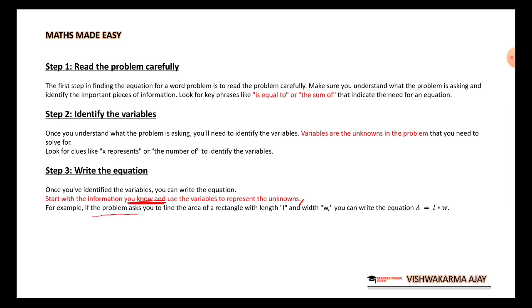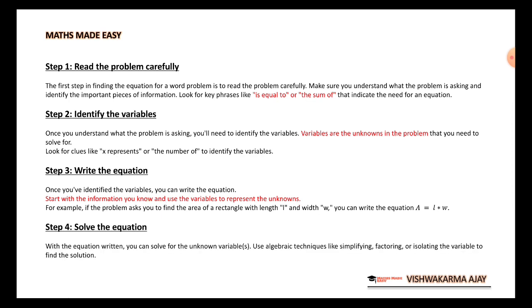For example, if a problem asks you to find the area of a rectangle with length L and width W, you can write the equation as area is equal to length times width. It's very simple. The last step: solve for the unknown variable. With the equation written, you can solve for the unknown variables, which involves various algebraic techniques like simplifying, factorizing, isolating, or many others that you will be learning in your higher standards.